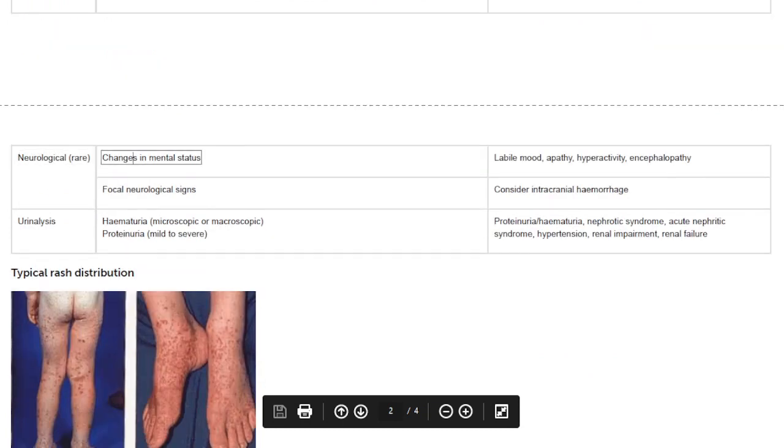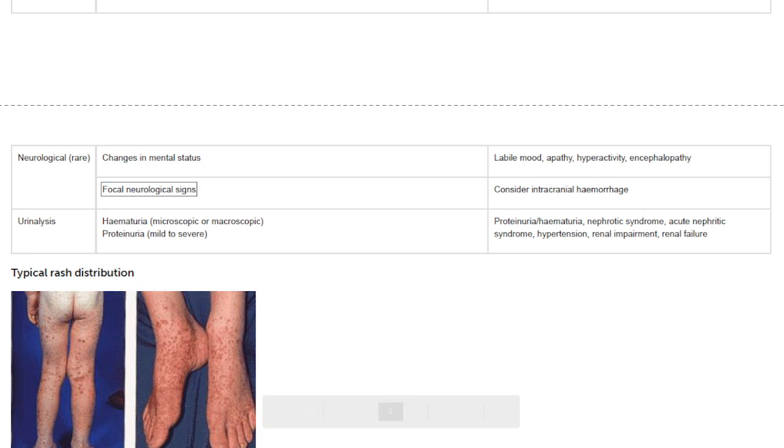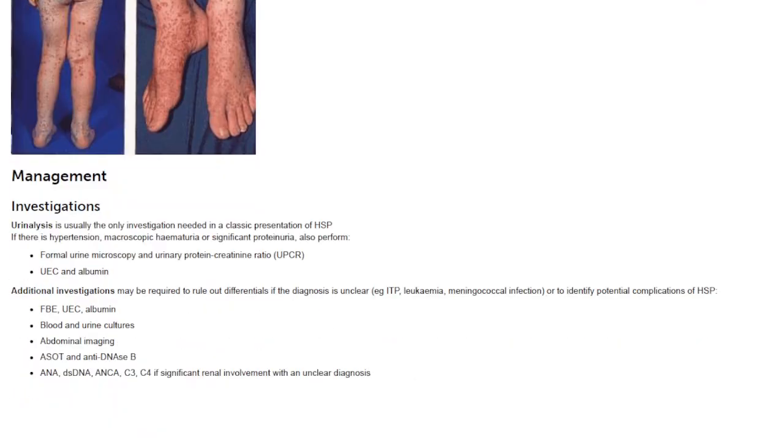Neurological, rare: changes in mental status, focal neurological signs, labile mood, apathy, hyperactivity, encephalopathy. Consider intracranial hemorrhage. Urinalysis: hematuria, microscopic or macroscopic. Proteinuria, mild to severe. Proteinuria/hematuria, nephrotic syndrome, acute nephritic syndrome, hypertension, renal impairment, renal failure.